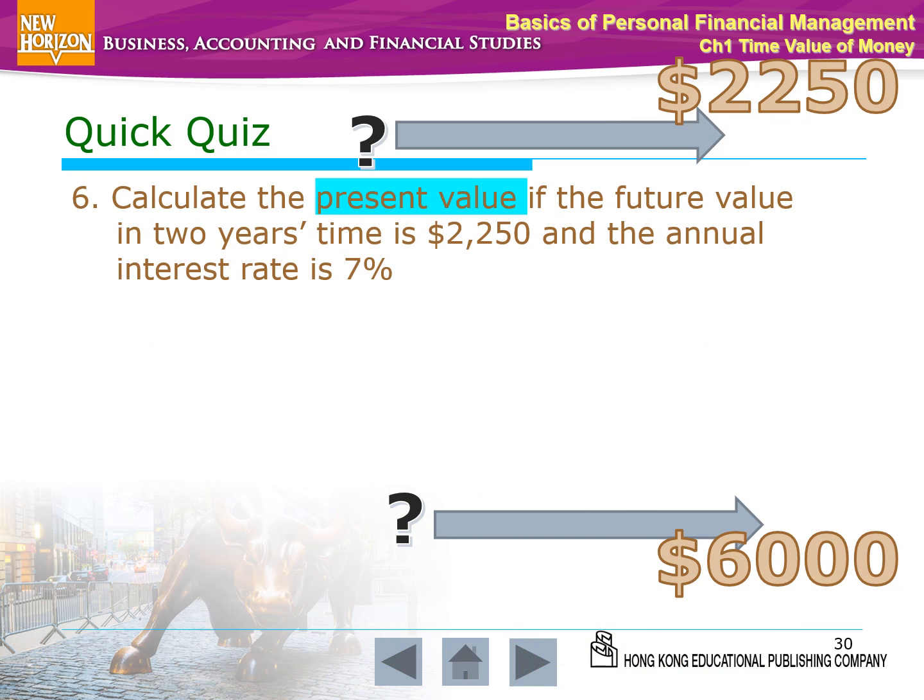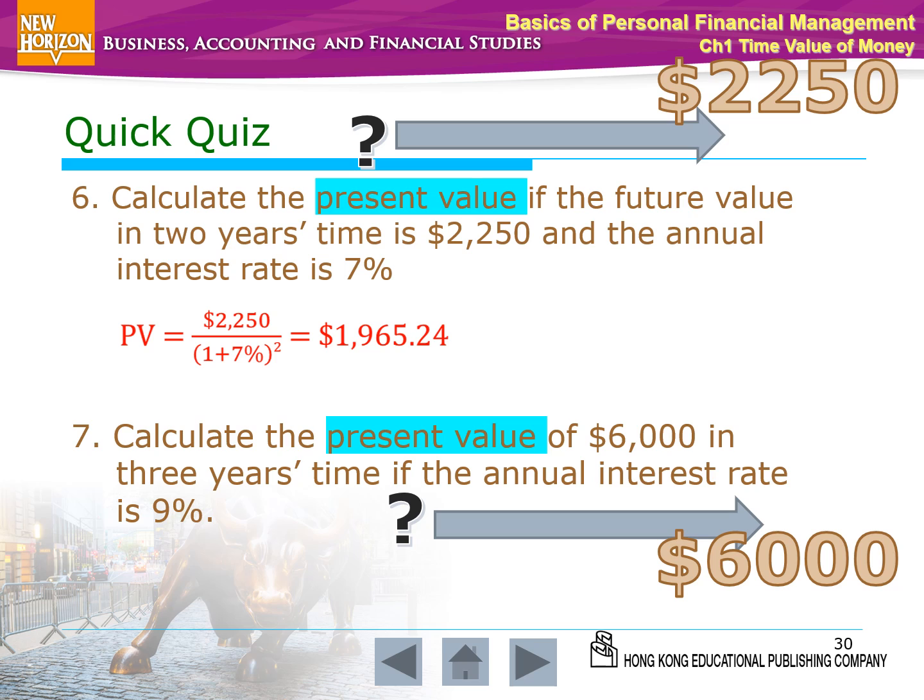Number 6. Calculate the present value if the future value in 2 years' time is $2,250 and annual interest rate is 7%. Very simple. On the top, we put $2,250. Down below is 1 plus r. We look at it, okay? 7%. We use 7% because we use 2 years' time. Okay, well we have not mentioned semi-annually, quarterly, monthly, so and so. So we make use of 7%, and 2 years' time we just put 2 in the index.